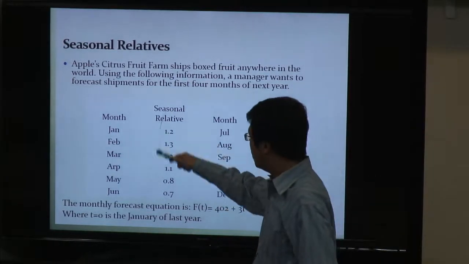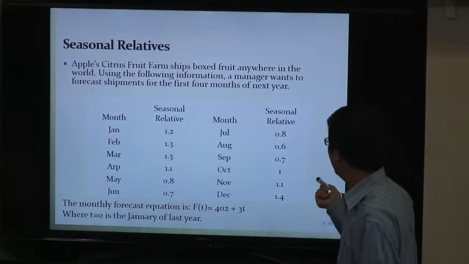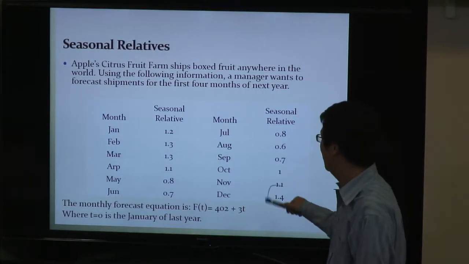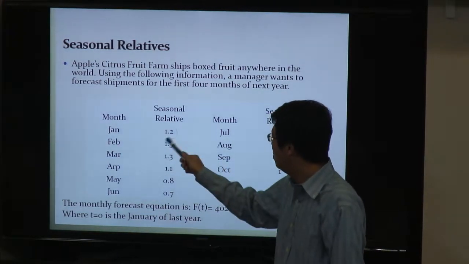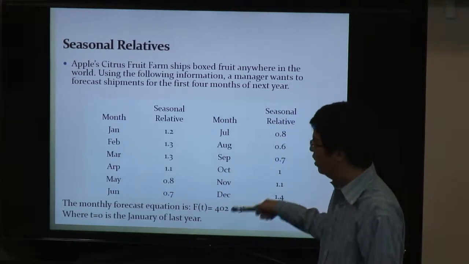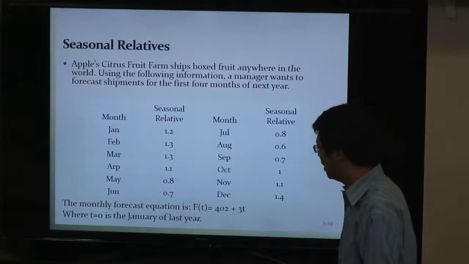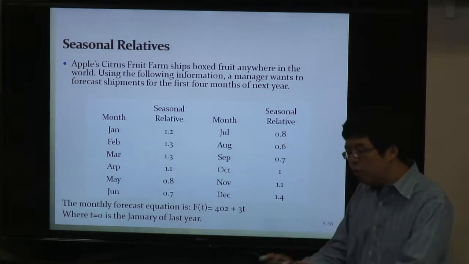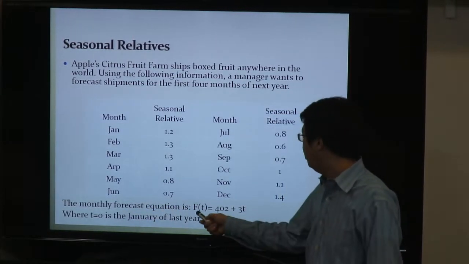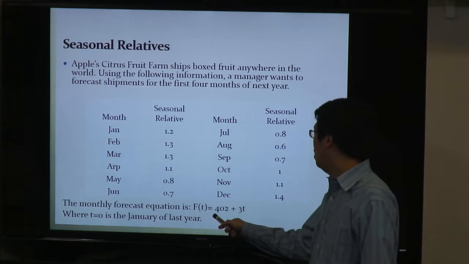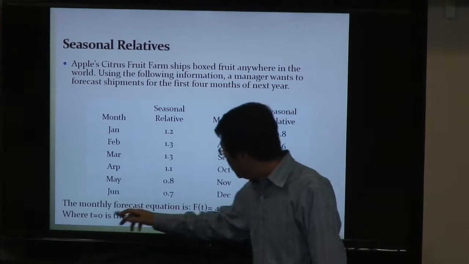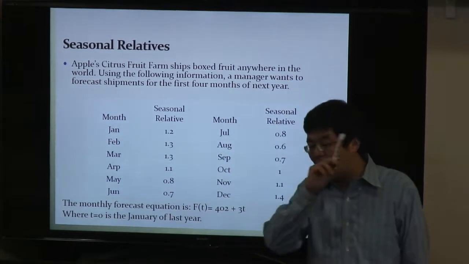Well, the seasonal relative is given here for each month. You can see for these products, wintertime is pretty popular, like December 1.4. That means 40% more than the average. January 1.2, 1.3. But for the summertime, it does not have a high demand, 0.7, 0.8, 0.6, something like that. And we already know that if we remove the seasonality, it has the linear trend equation. Ft, for period t, equals 402 boxes plus 3t. Here, t equal to 0 is January of last year.